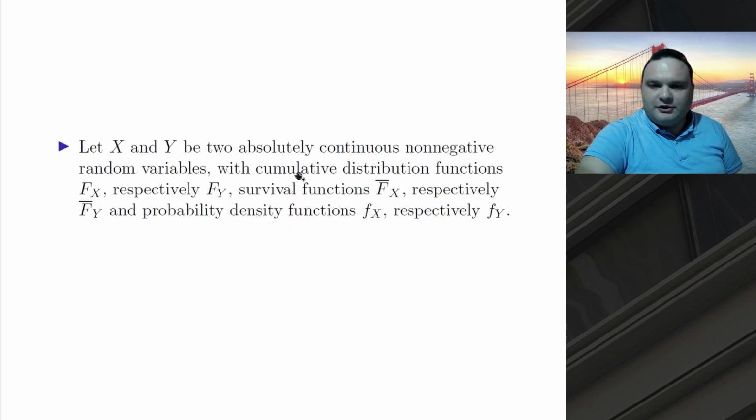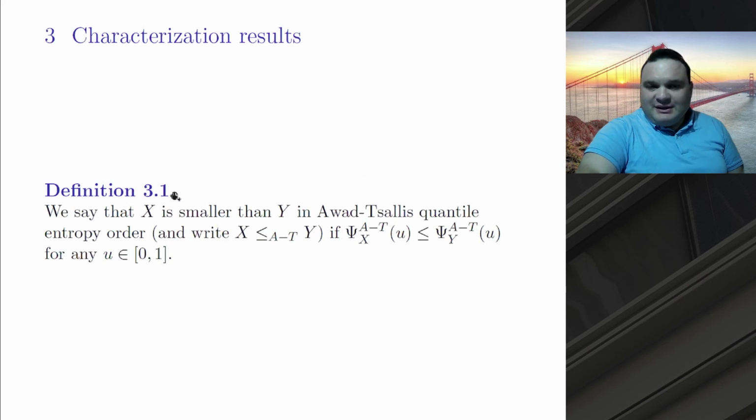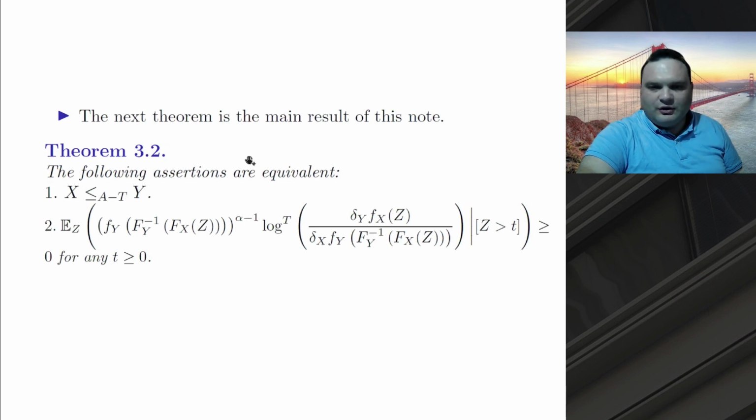For another absolutely continuous non-negative random variable Y, we use the same notation, capital F_Y, etc. And for another random variable Z, the same notation. We say that the random variable X is smaller than the random variable Y in Awad-Tsallis Quantile Entropy order and denote like this if we have this inequality. The main result of this presentation is the following, namely, X is smaller than Y in Awad-Tsallis Quantile Entropy order if and only if this conditional expectation is non-negative for any non-negative t.